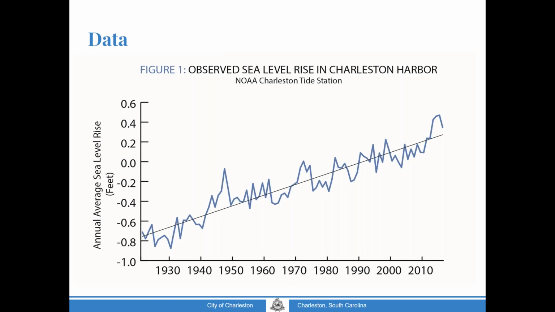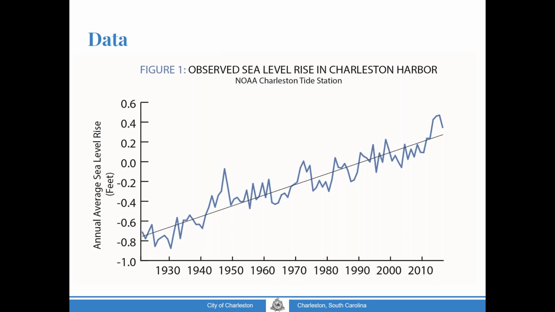But this is our observed sea level rise in the Charleston Harbor. We have a tide station on the peninsula that we monitor. And you can see over the past 100 years, we've had just over a foot of sea level rise in the harbor. And recently, we've been looking really closely at the last 20 years, and we've seen that over half of that foot of rise has actually happened in the last 20 years, about half of it.